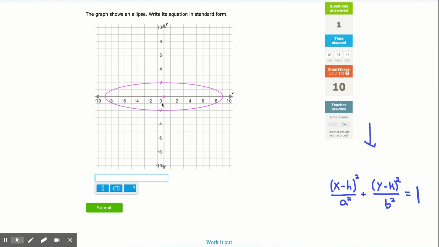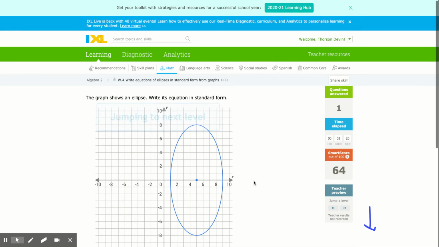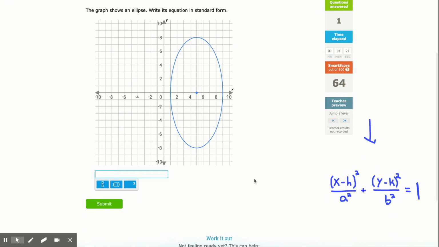Okay, so another horizontal one centered at the origin. I'm going to just jump ahead, try to find one. Yeah, here's one that's not centered at the origin. So again, first thing I'm going to do is write down the center. The center is 5, 0.